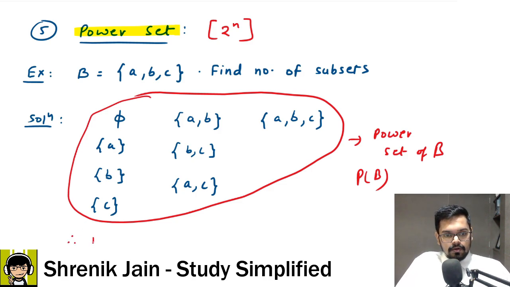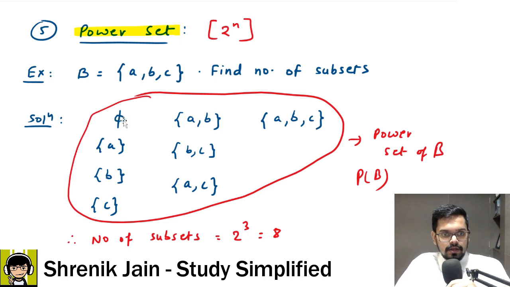So here we are going to say, therefore, the number of subsets is equal to 2 to the power 3, which was 8. Understood? And you can again check as per the definition, phi is a subset of B because every element of phi is present in B. Similarly, every element of this set is present in this, every element of this set is present in this. So you can do the reverse definition format and you would be satisfied that yes, all these are subsets of B. Therefore, the number of subsets which can be created from B was 8.